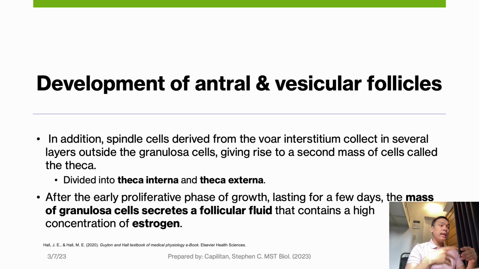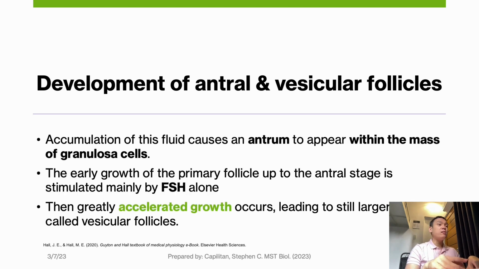After the early proliferative phases of growth lasting for a few days, the mass of these granulosa cells secretes a follicular fluid that contains a high concentration of estrogen. Now, these antral and vesicular follicles will accumulate this fluid, which will cause the antrum to appear within the mass of your granulosa cells, and the early growth of the primary follicle up to the antral stage is stimulated mainly by FSH alone. Then this accelerated growth occurs, leading to larger follicles called vesicular follicles.